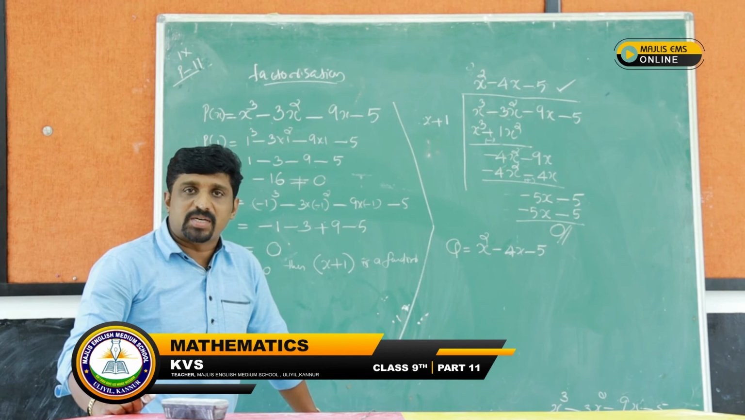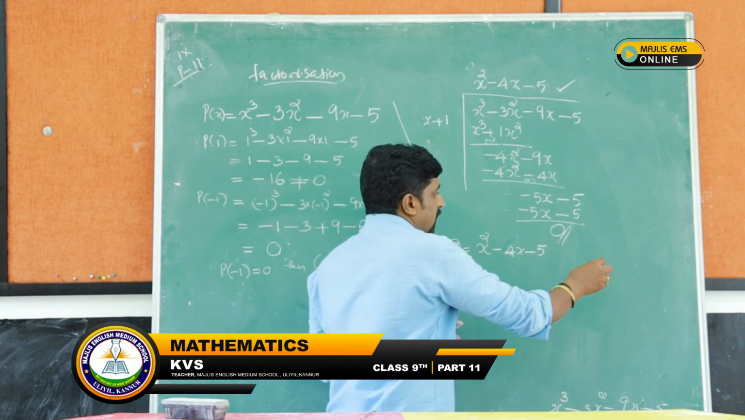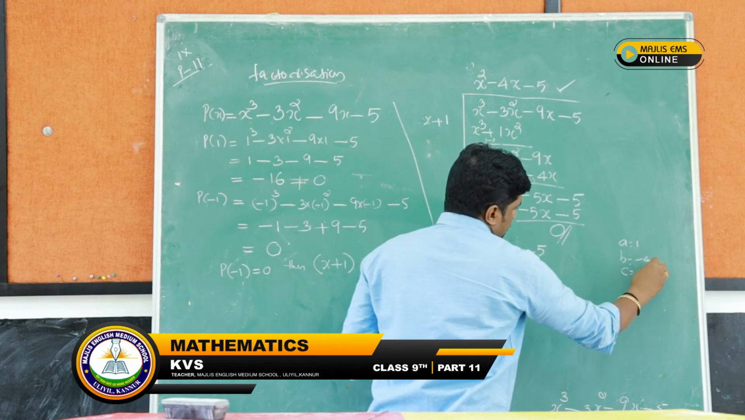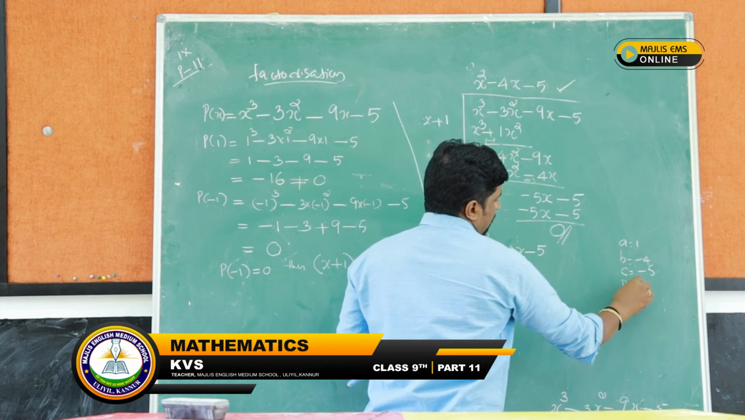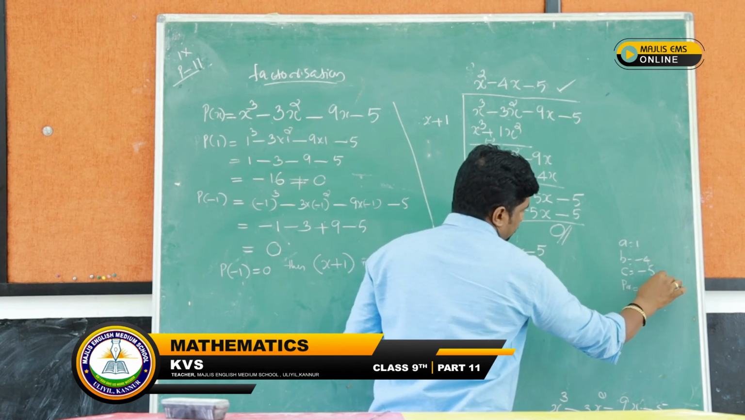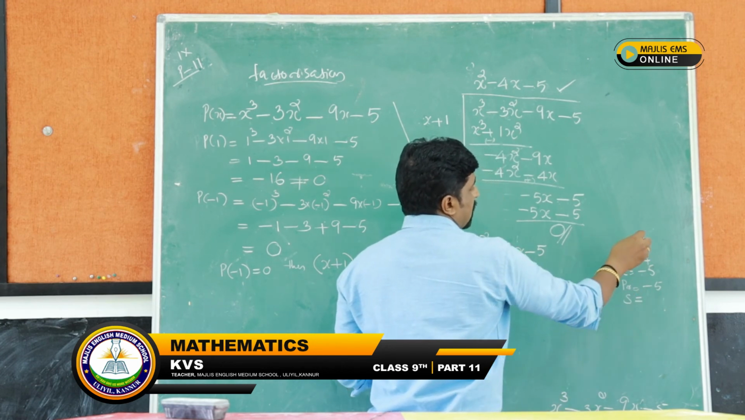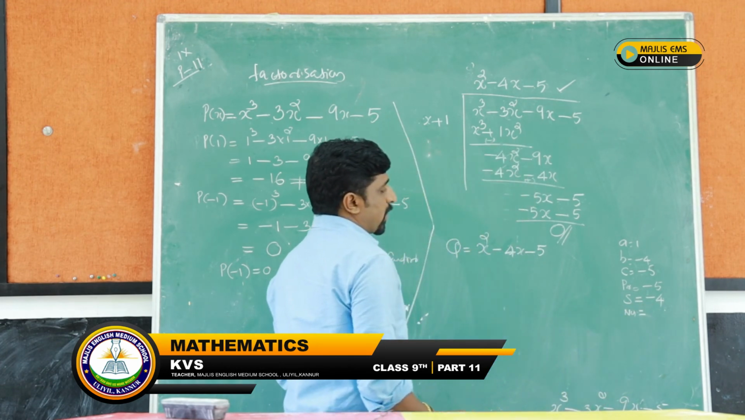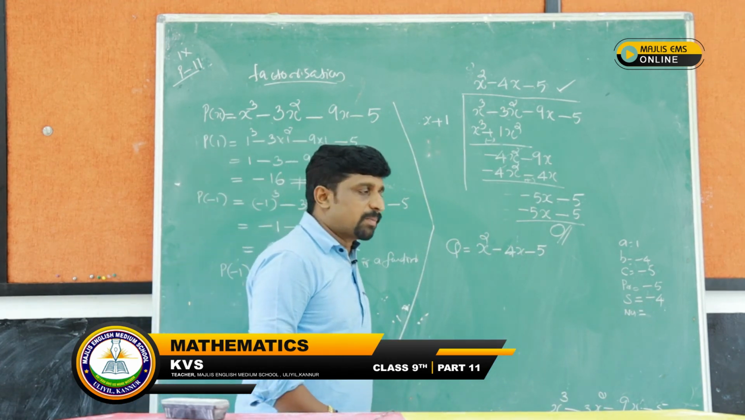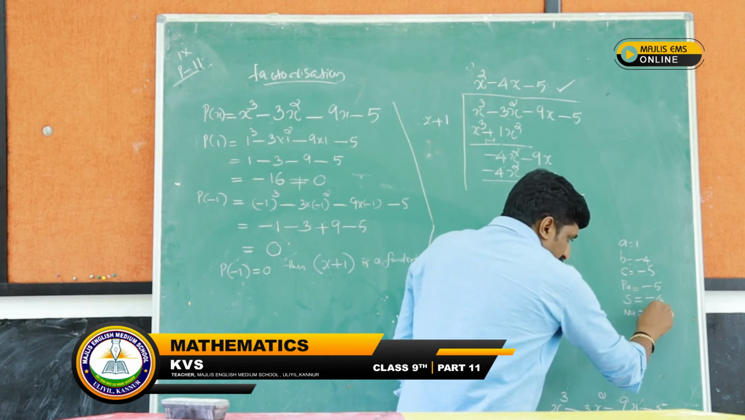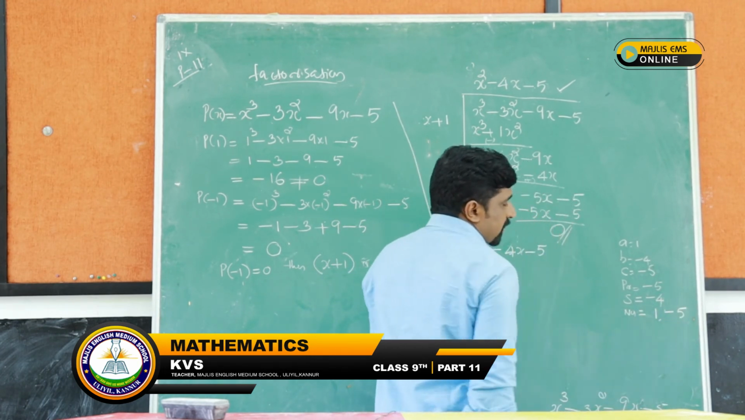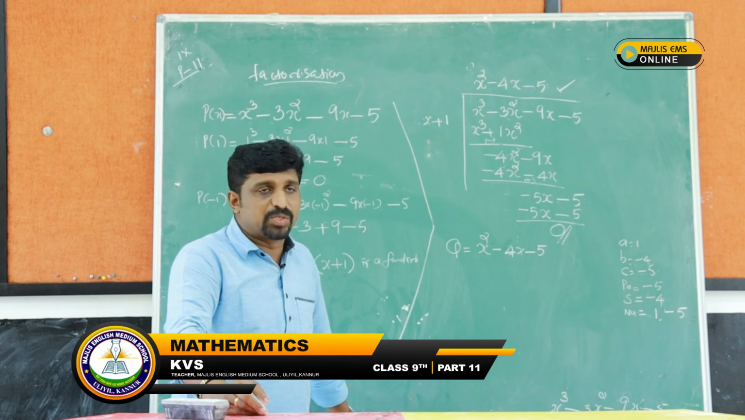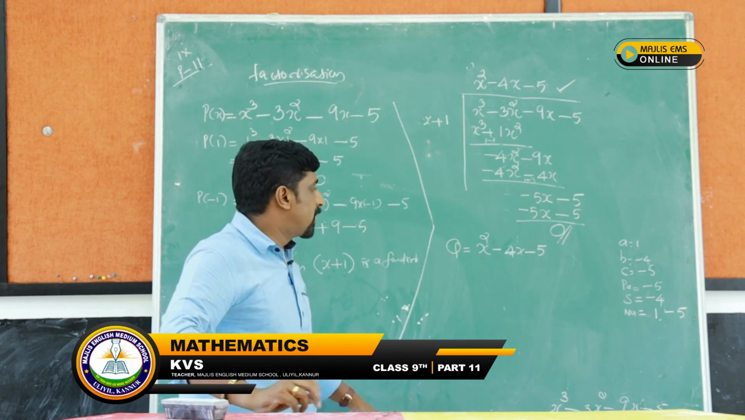The factorization of quadratic polynomial you already know by using a, b, c. Here a equal to 1, b equal to minus 4, c equal to minus 5. Then product is a into c, that is minus 5. Sum is equal to minus 4. You can find two numbers whose product is minus 5 and sum is minus 4. Which are the numbers? 1 and minus 5, because 1 into minus 5 is minus 5, and 1 plus minus 5 is minus 4. That satisfies the two conditions.